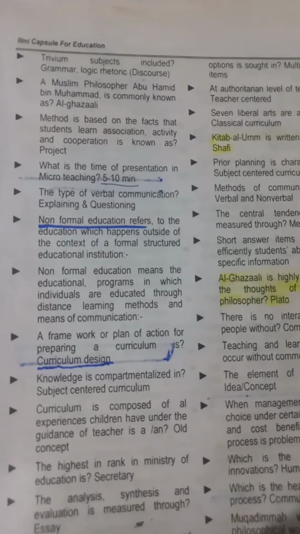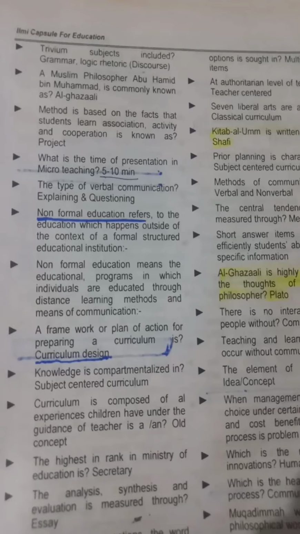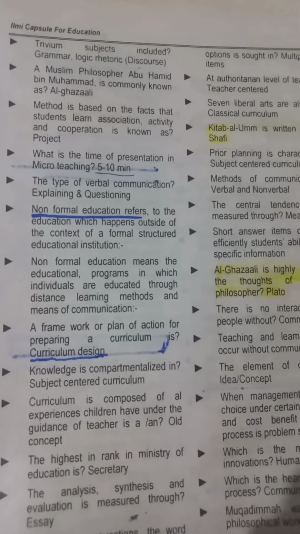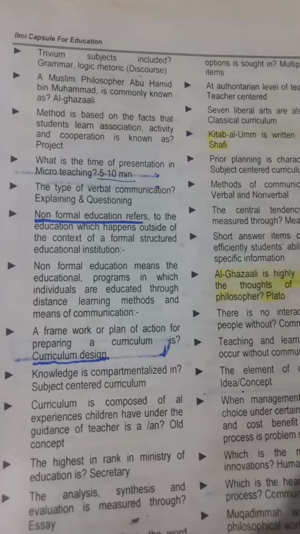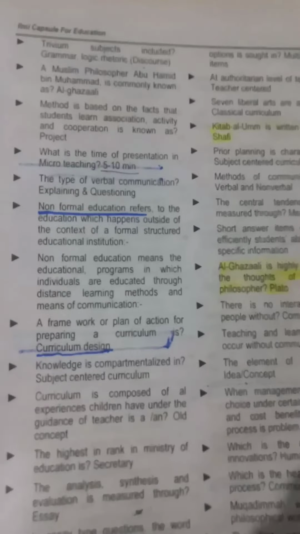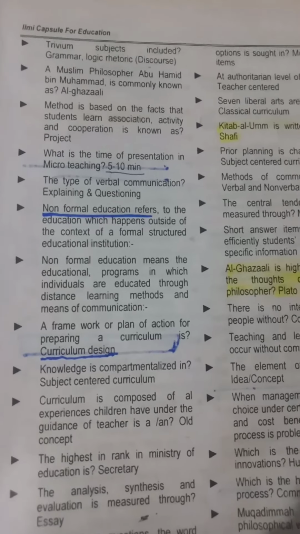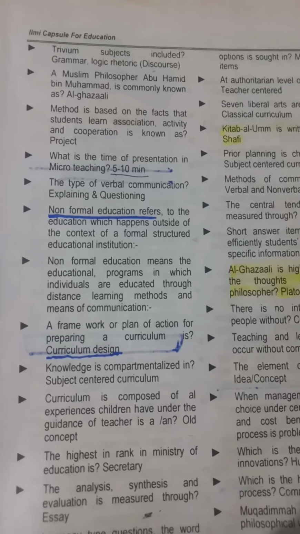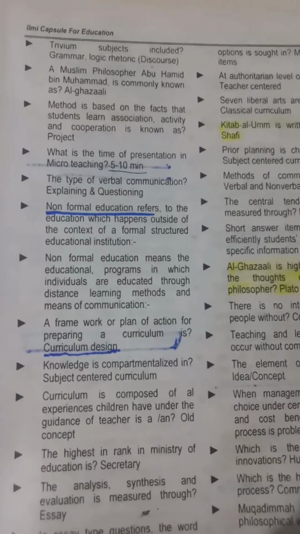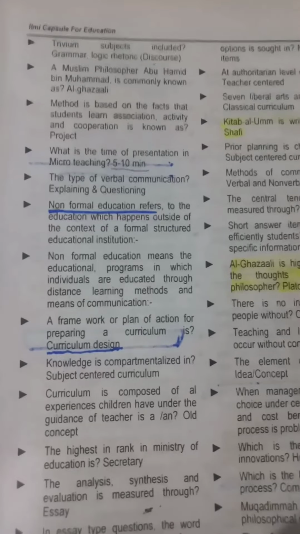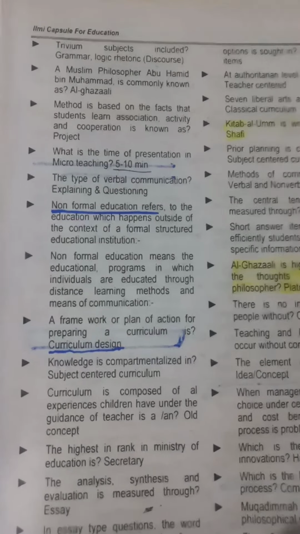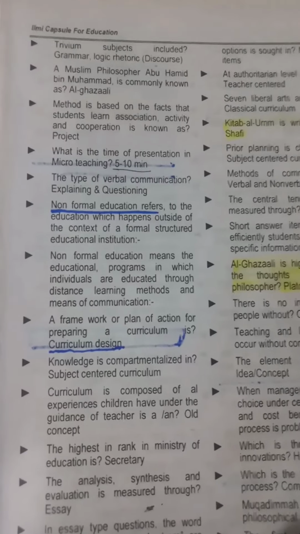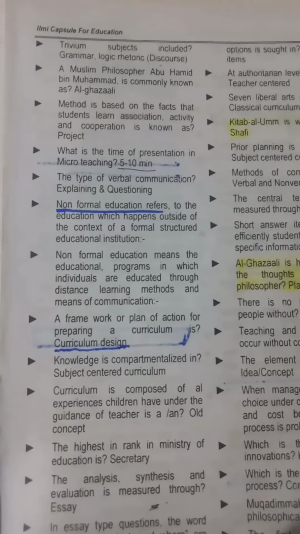Trivium subjects included grammar, logic, rhetoric, discourse. A Muslim philosopher, Abu Hamid bin Muhammad, is commonly known as Al-Ghazali. The method based on the facts that students learn through association, activity, and cooperation is known as project.